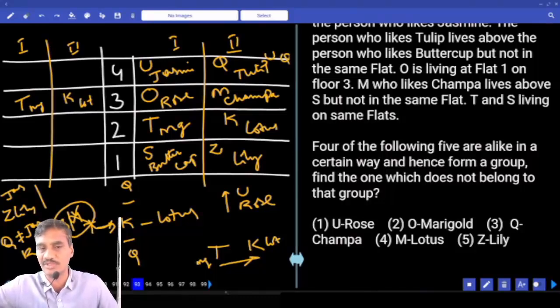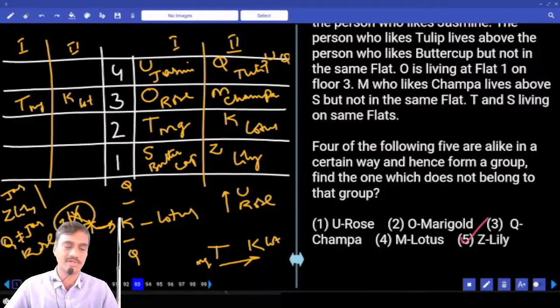U is immediately above the one who likes rose. O and marigold: O is immediately above marigold. Q and champa. And M and lotus. Now M and lotus: M is immediately above the one, Z and lily. Z himself is lily. Clear now? Hence, what is your answer?